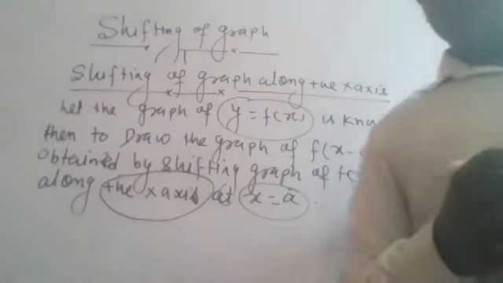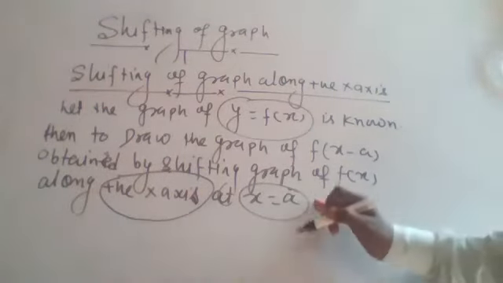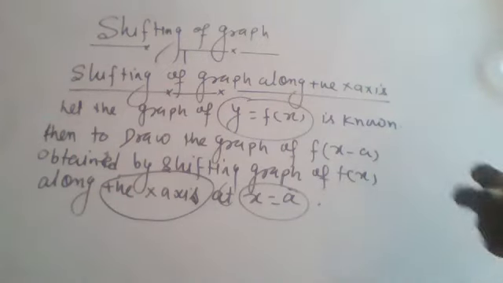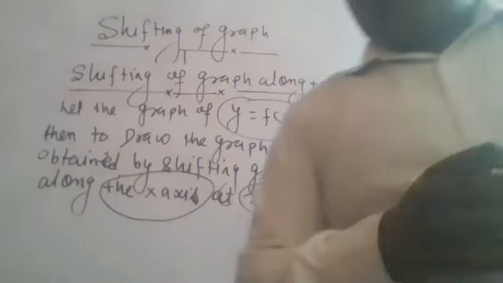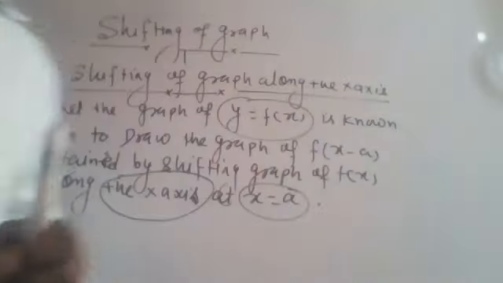Okay, students, just write down, everyone. Here we have to shift the graph of y equals f(x) along the positive x-axis at x equals a. Now we get the graph of the required one. Just see onto the board, everyone. An example I'm going to talk about.